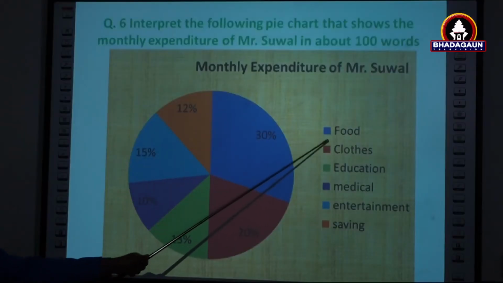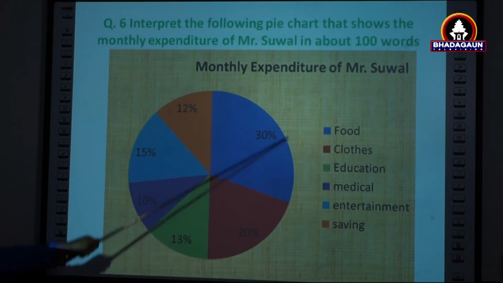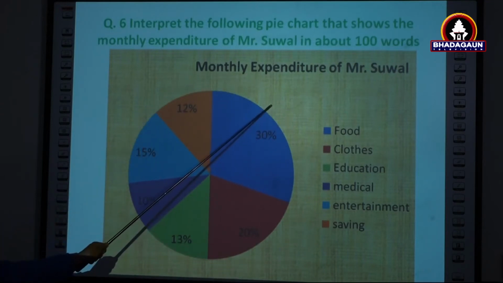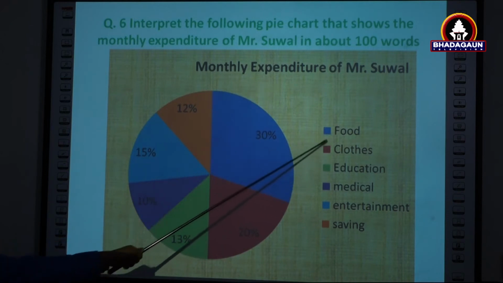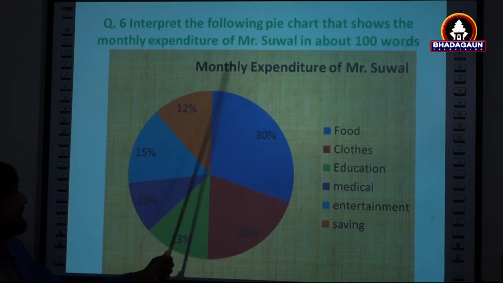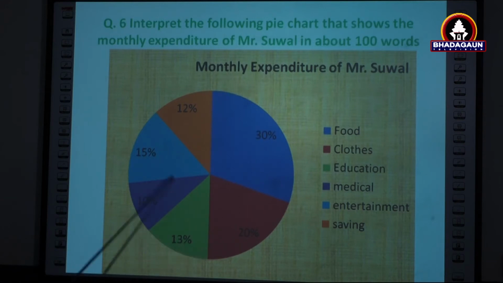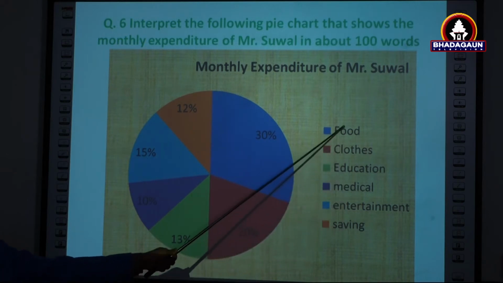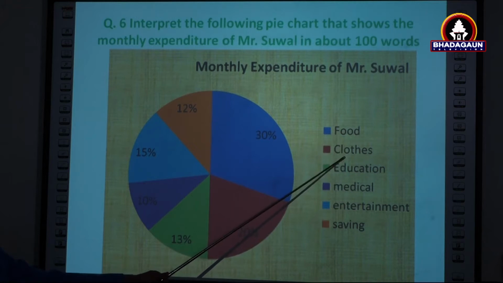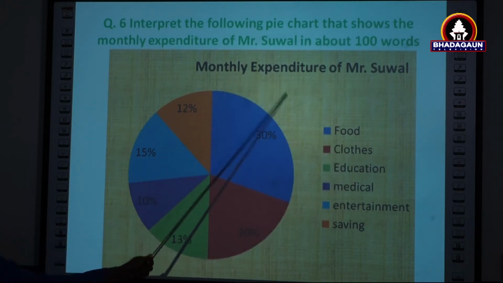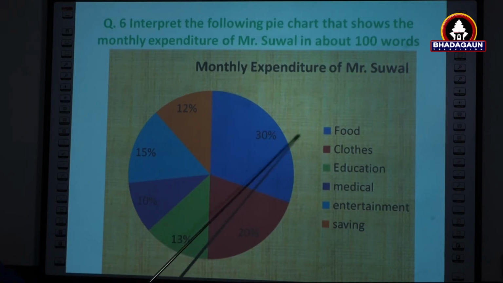After that you see the legends, this one, and what you see in this whole picture you have to describe, right? What you see you have to describe. For example, food, Mr. Suwal's monthly expenditure. Mr. Suwal spends monthly income on these 1, 2, 3, 4, 5 categories beside the savings, right? Saving is not expenditure. So these 5 are the areas, topics, categories in which Mr. Suwal spends money. So 30% of monthly income on food, 20% clothes, 13% education, 10% medical, 15% entertainment, 12% he saves.